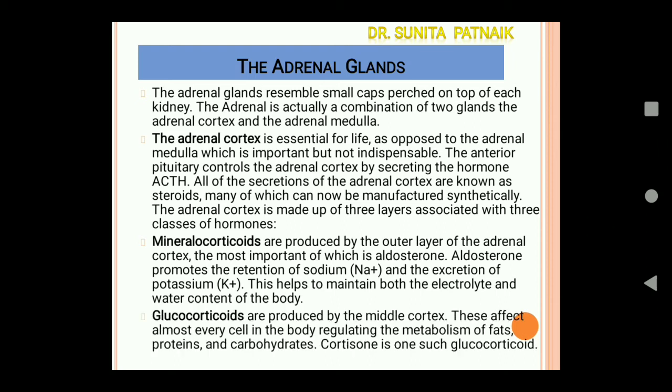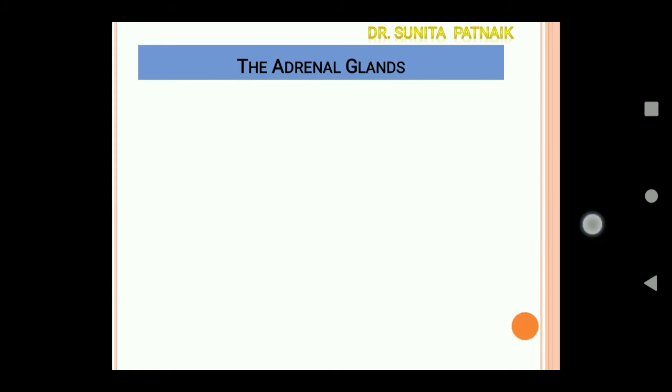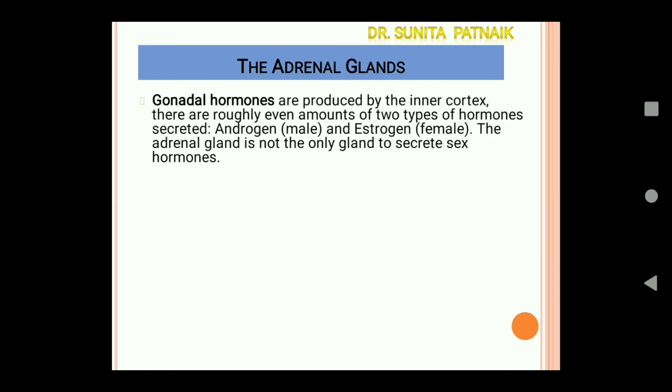Glucocorticoids are produced by the middle cortex. These affect almost every cell in the body, regulating the metabolism of fat, protein and carbohydrate. Cortisone is an example of a glucocorticoid. Similarly, there are gonadal hormones, which are produced by the inner cortex, and two types are secreted: androgen and estrogen. Androgen in males and estrogen in females.